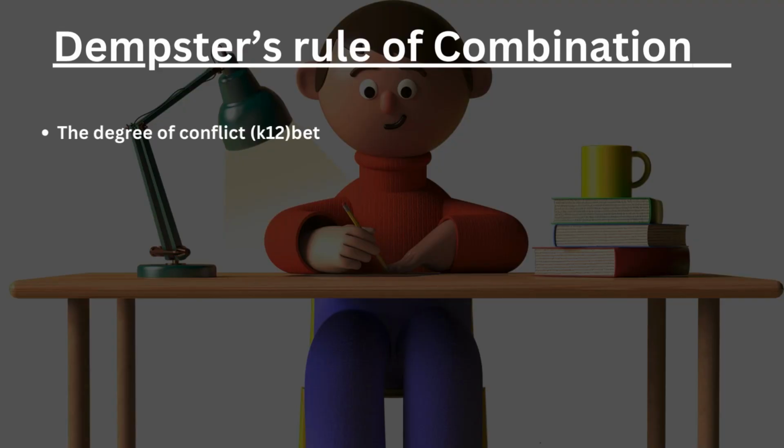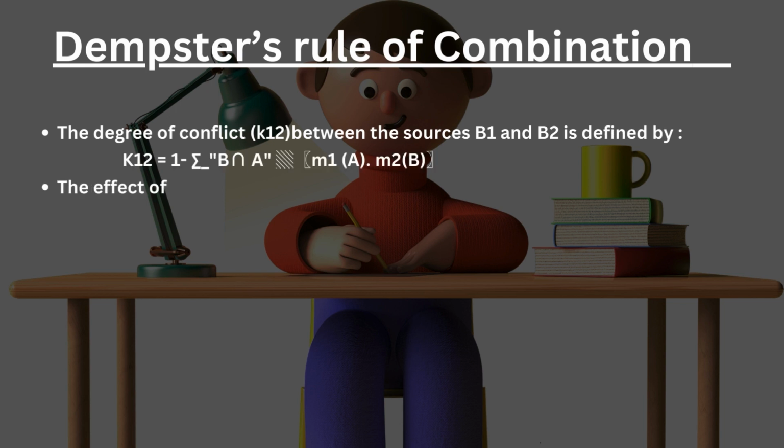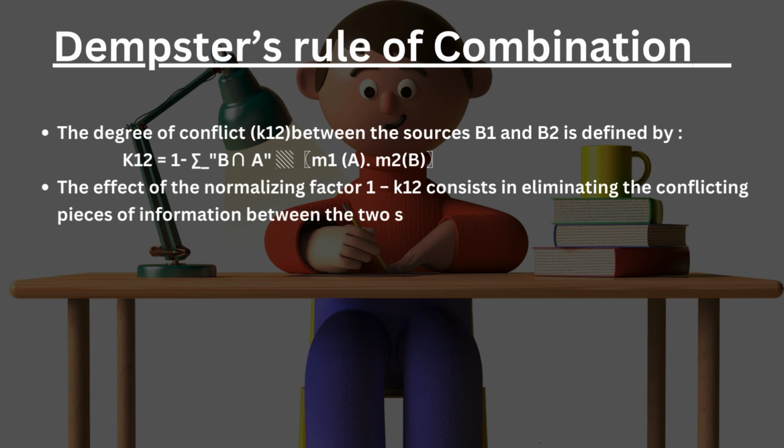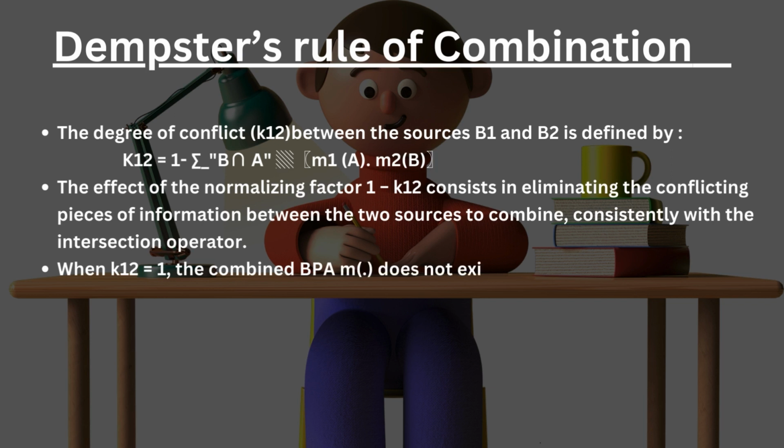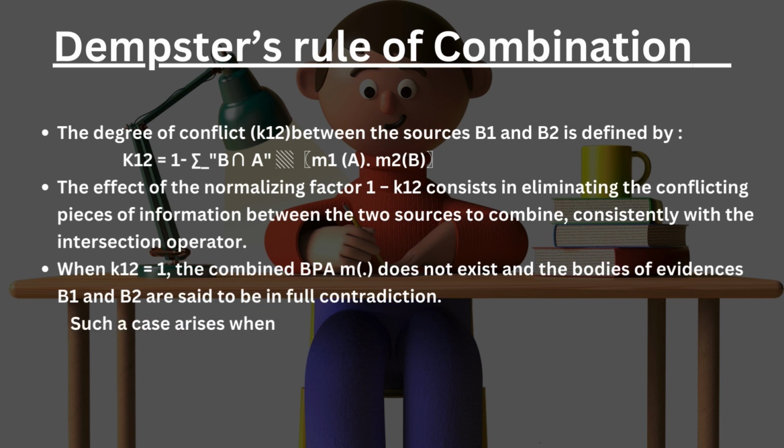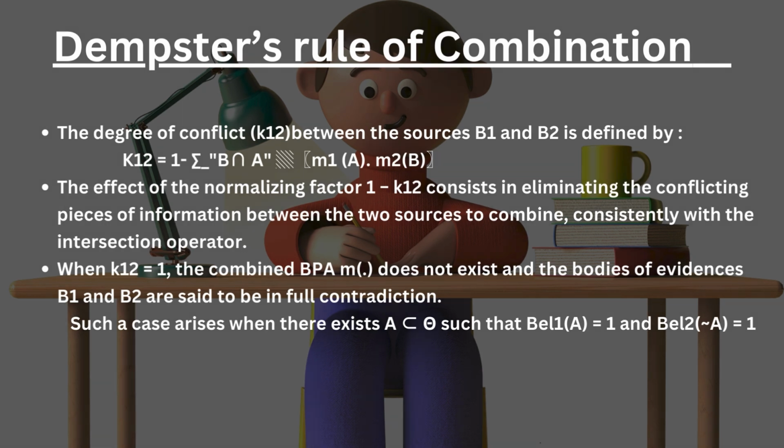Now, let us understand the denominator: what is that 1 minus the summation of the empty sets? This is a degree of conflict, which I have represented as K12, between the two sources of evidence B1 and B2. The degree of conflict is denoted as K12 and it measures the level of disagreement or inconsistency between two sources of evidence. Meaning that its value is determined by summing the product of basic probability assignment values M1 and M2 for each possible intersection of sets A and B.